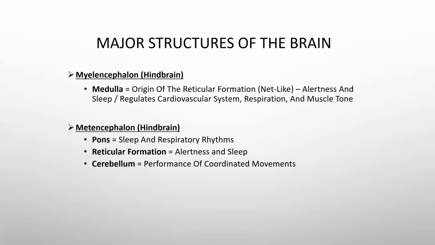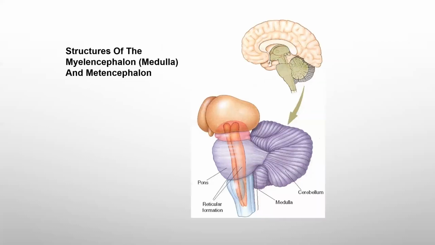So pons, sleep and respiratory rhythms, reticular formation, alertness and sleep. Now we saw the reticular formation in the Myelencephalon also. And that is true because it runs through the Myelencephalon, Metencephalon, and it will also run through the Mesencephalon. Okay. And then you have the cerebellum, which is performance of coordinated movements.